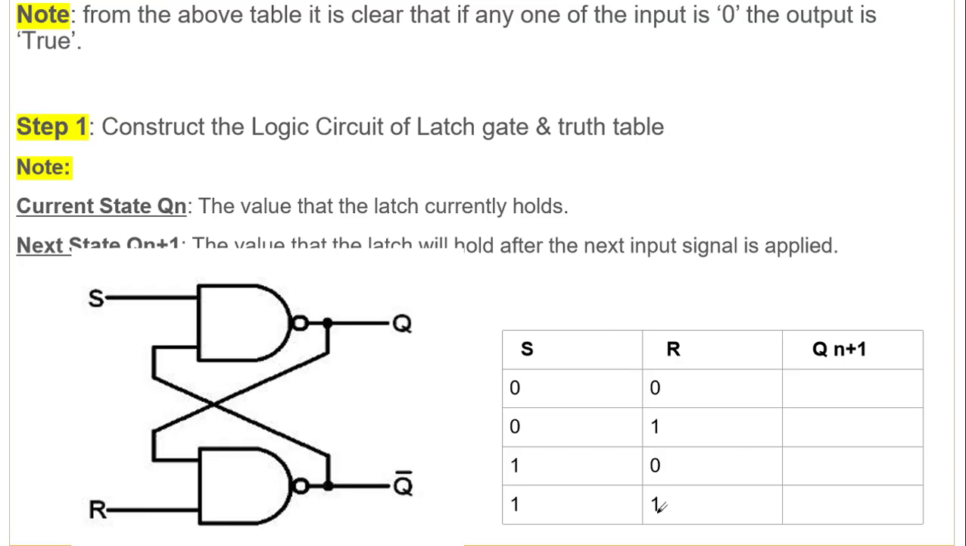This is the truth table that we are going to maintain. We have two inputs, as I mentioned before, set and reset. Then Qn plus 1. As I mentioned before, Q and Q dash will be our output, or you can write it as Qn and Qn dash. This Qn and Qn dash is nothing but my present output with respect to S and R, because these are the two inputs that we are going to give. Qn plus 1 means my next stage output.